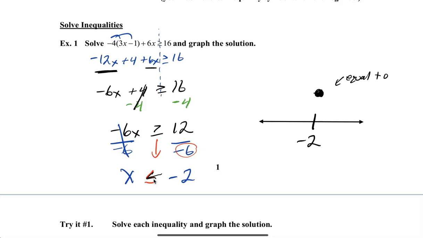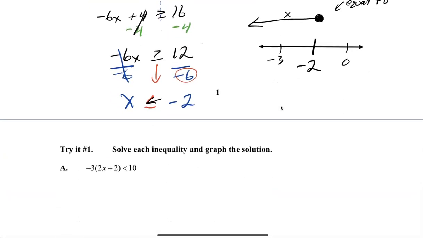It's going this way. And this is our arrow, this is our x. You don't have to actually write x here, but just so you know, that's what we're talking about. All these numbers here are less than negative 2. If you want to add more numbers, you could: 0's on this side, negative 3's on this side, negative 1's on this side, but that's the general idea. So that's how you solve an inequality and graph it.